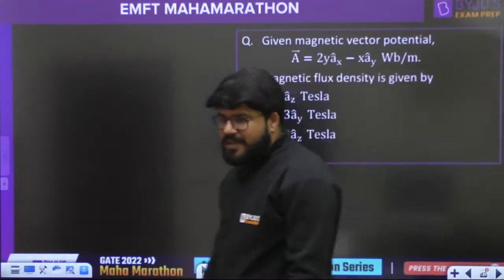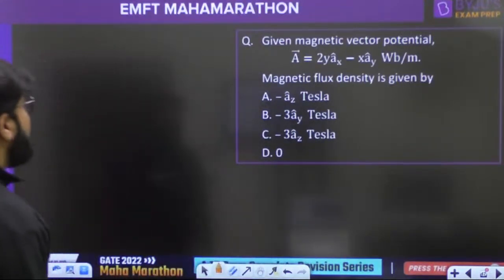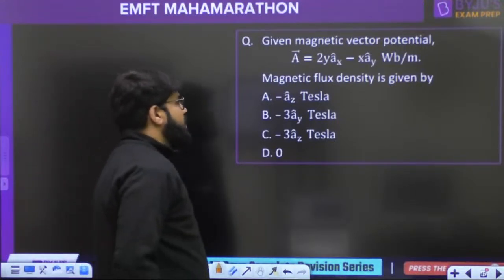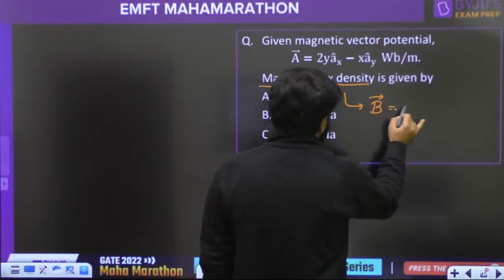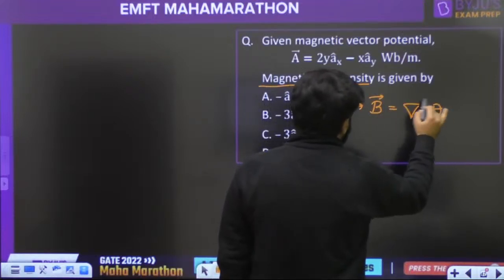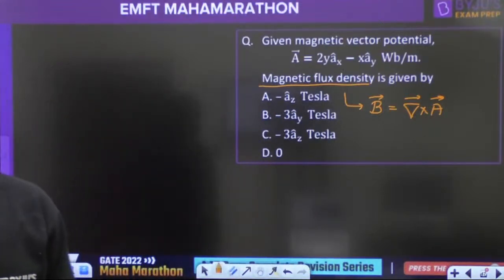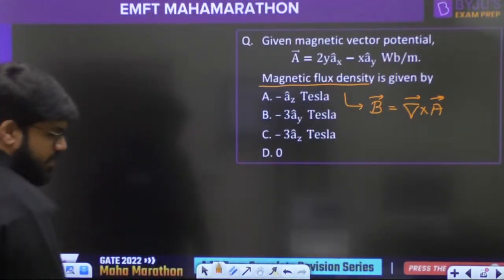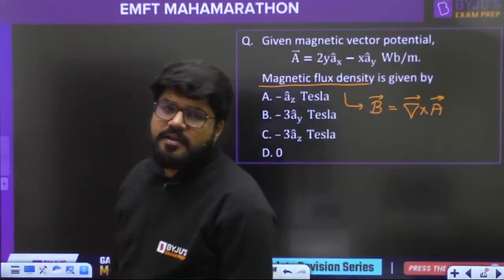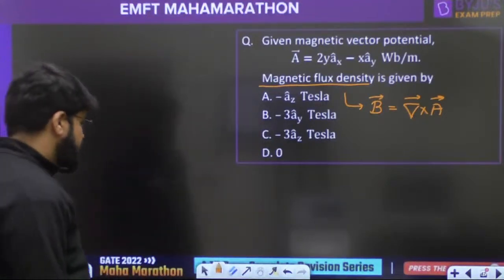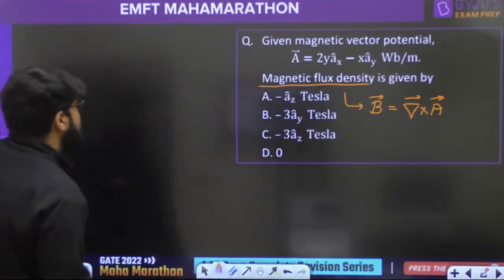Next question. Given the magnetic vector potential A equal to 2y ax minus x ay Weber per meter, what is the magnetic flux density? This is based on magnetic flux density B, which is the curl of A. Again a simple curl based question. B is given by the formula del cross A. So let's check.